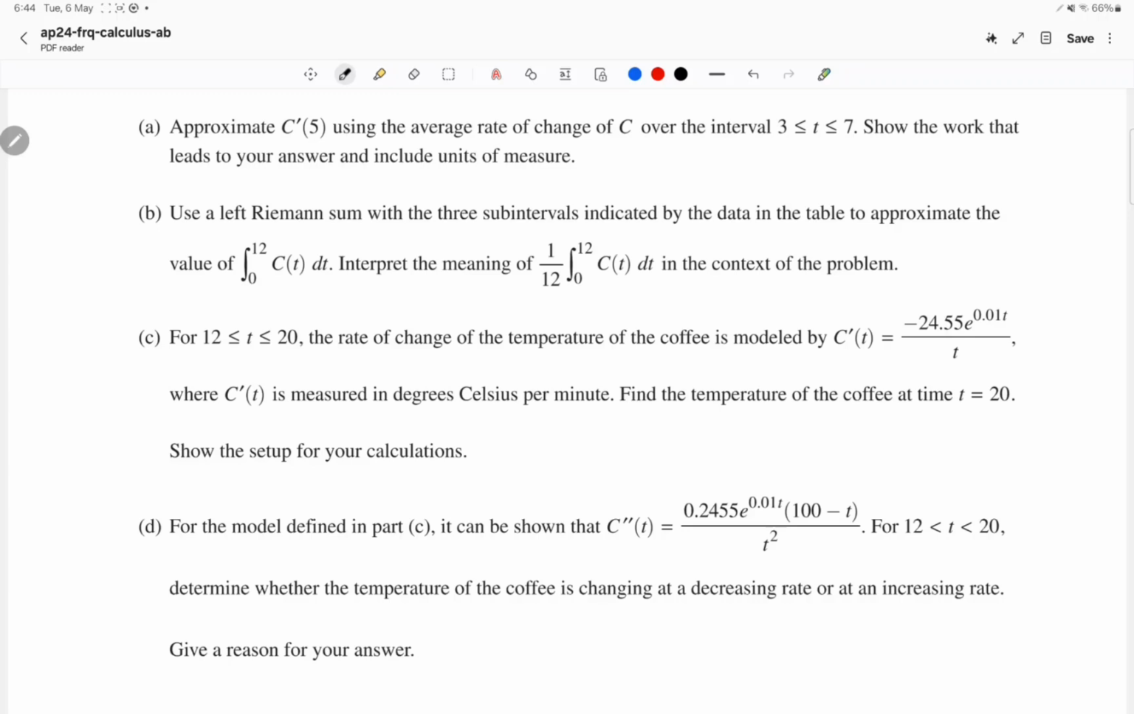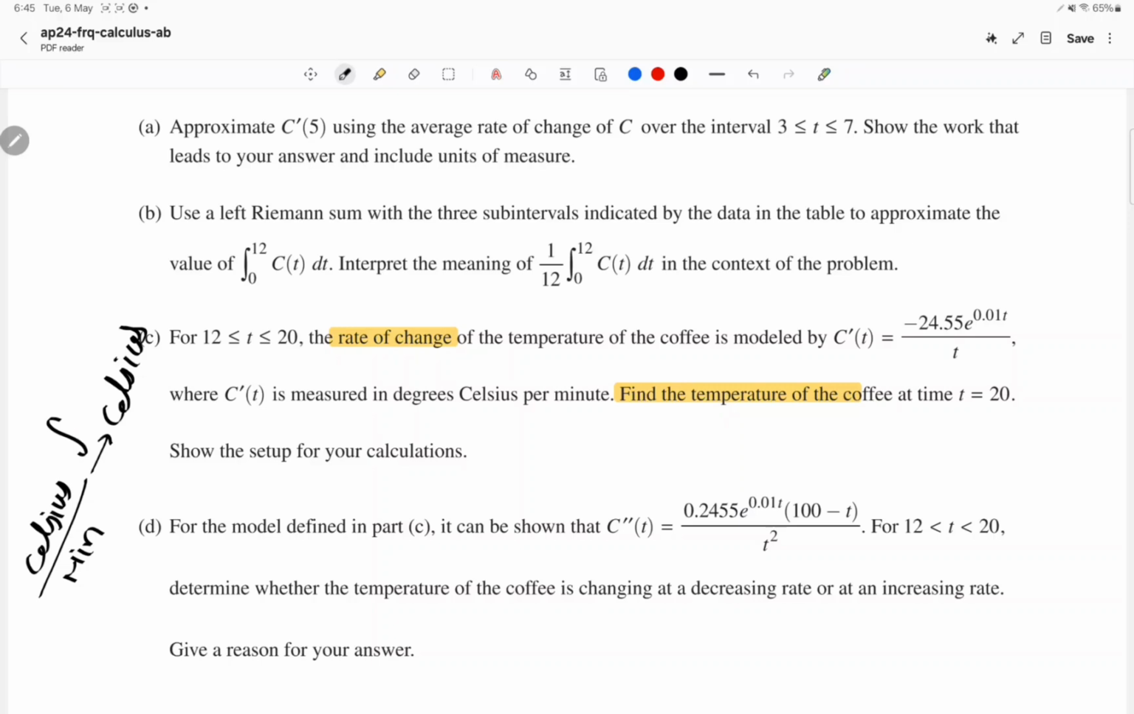So how would you find that? If you're given rate and you're asked to find the temperature, that means you have to go from degrees Celsius per minute to only Celsius. How would you get rid of that minute? No, you actually have to integrate. You have to integrate. So you then do from 12 to 20?